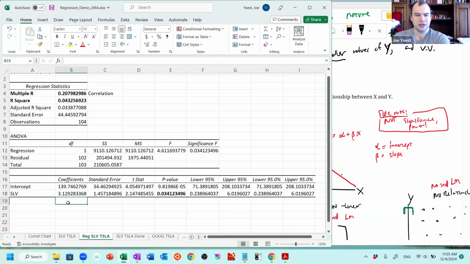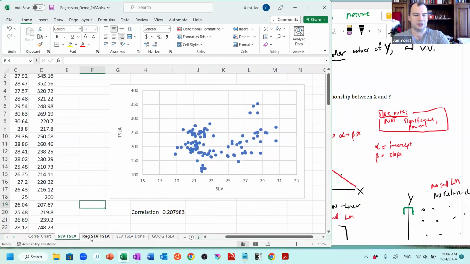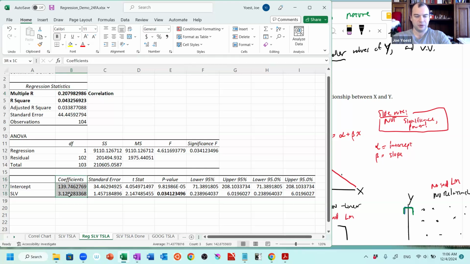It's called something a little funny here because there are other types of regression you can do where you have more explanatory variables. So it's kind of like a correlation that takes into account how many variables you're using. But since we're only using one variable here, this multiple R is just the same as our correlation coefficient. So we see our correlation of 0.2 or so, which is exactly what we expect from where we computed it ourselves. We also see our coefficients: the intercept being 139.7, and the slope, the coefficient of the silver price, being 3.13 or so.